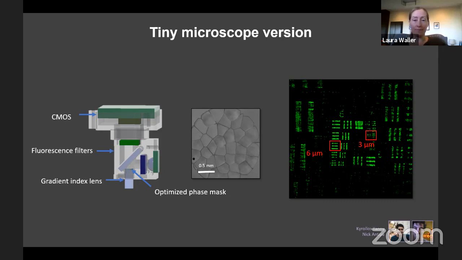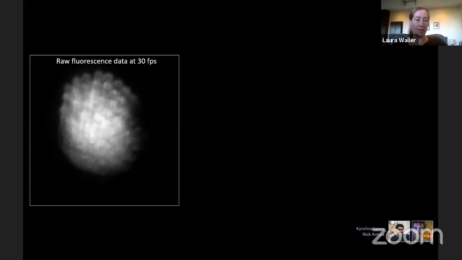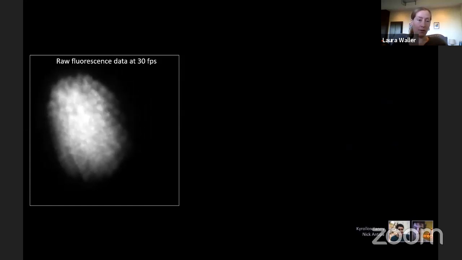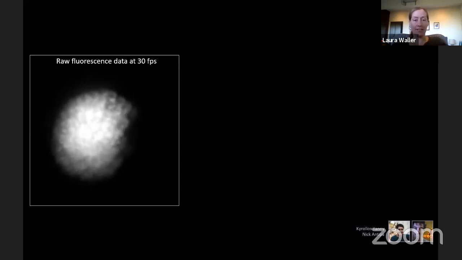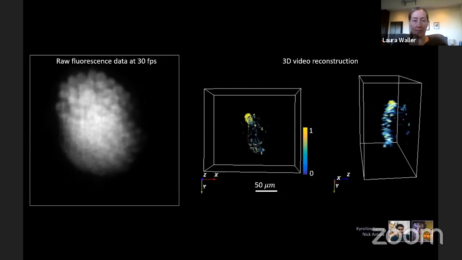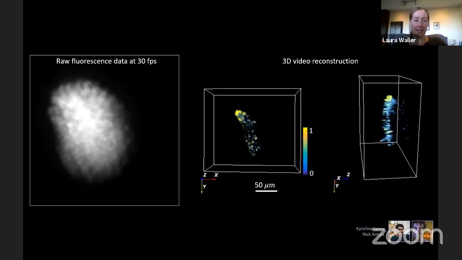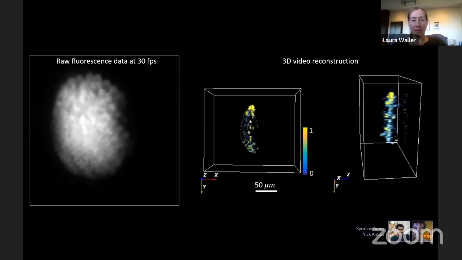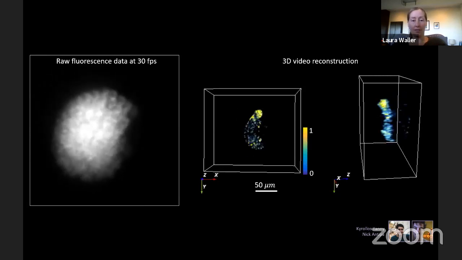Here's some captured videos from it. So this is the raw 2D video that we capture on the monochrome sensor. This is a fluorescent sample of tardigrades. They're little water bears from UCSF. You can see this little guy, it's like a little caterpillar. You can see his legs swimming around. And I'm showing you a couple of different perspectives of the 3D reconstruction over time.